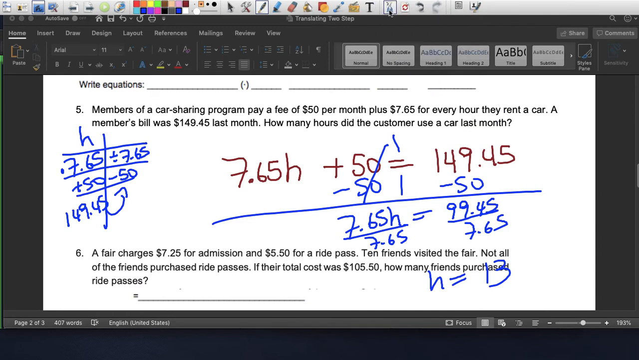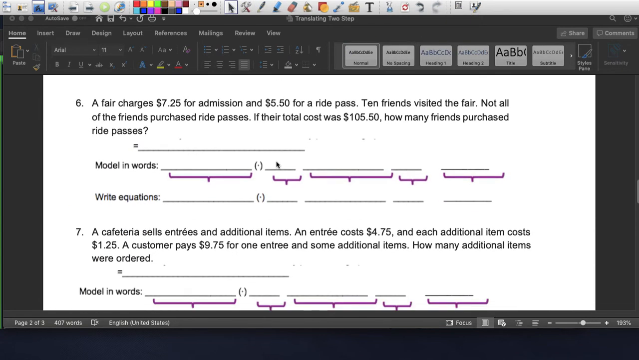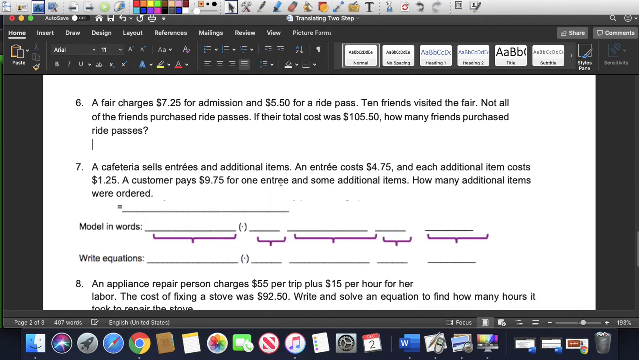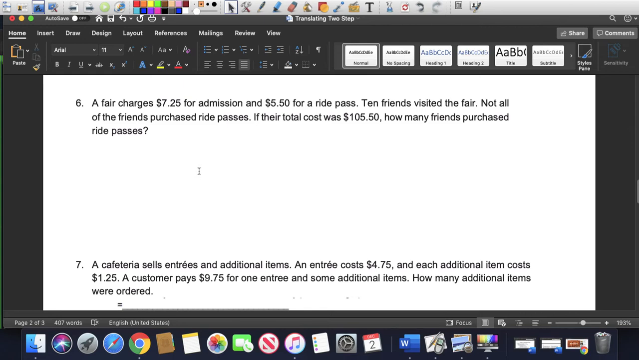So, it says the fair charges $7.25 for admission and $5.50 for a ride pass. I don't know what that means. Maybe to get to go on the rides, you have to pay $5.50. 10 friends went to the fair. Not all of them went on the rides, and they ended up spending $105.50.